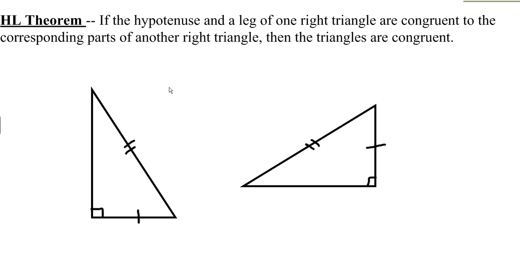Next, we have the HL theorem, which stands for hypotenuse leg theorem. And this says if the hypotenuse and a leg of one triangle are congruent to the corresponding parts of another, then the triangles are congruent. So this only works if we have right triangles, so we need these right angles here. And we have the hypotenuse and one leg. We have the hypotenuse and one leg. So these two are congruent by the HL theorem.